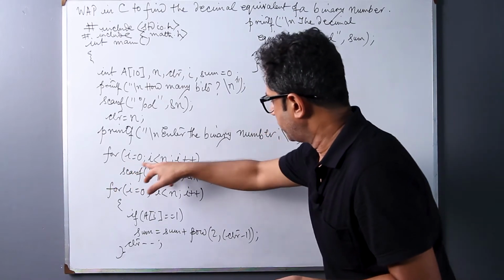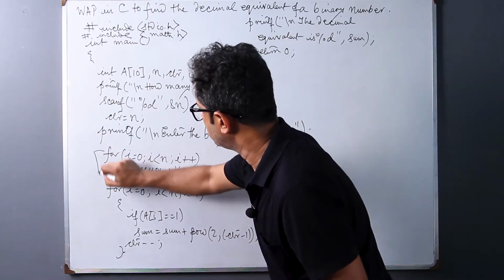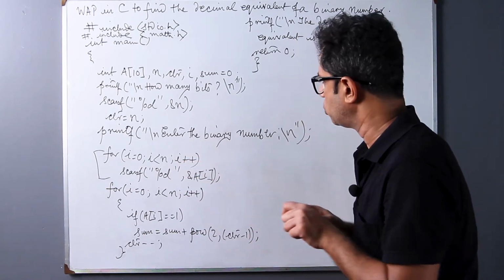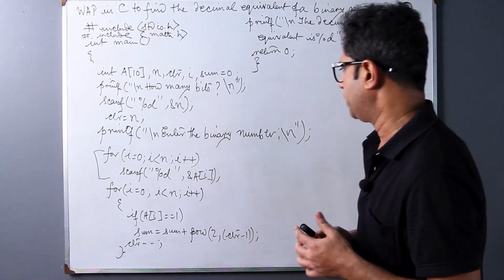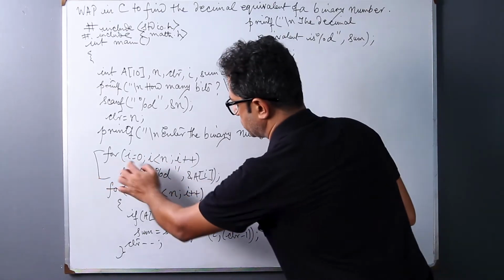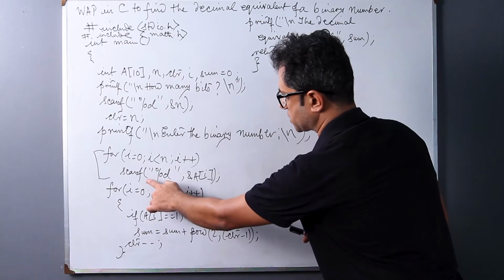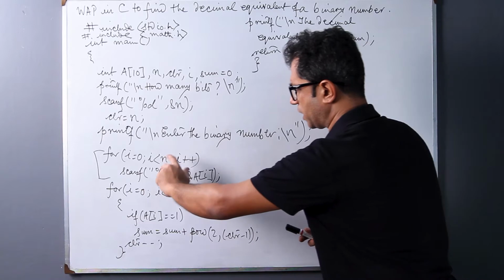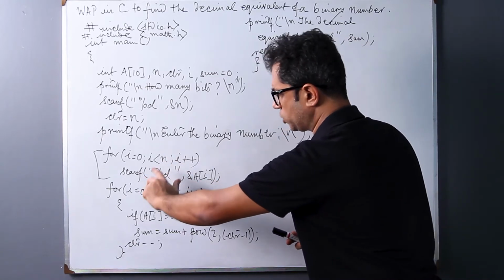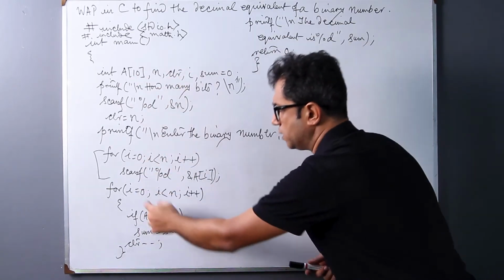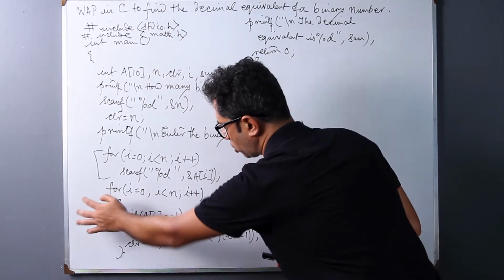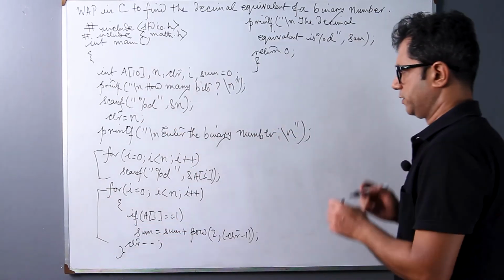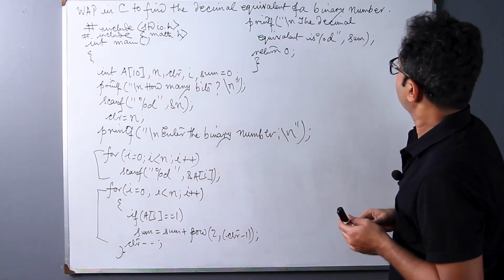The user enters the binary number in this way, by these two lines. For i equal to 0, i less than n, i plus plus. This is quite easy to understand because it is just an input in a loop: scanf %d, a[i]. That is, one by one the bits will be input into the array A. So now after that we come to the logical portion, that is the calculation portion, by which we are going to calculate the decimal equivalent from the binary number.